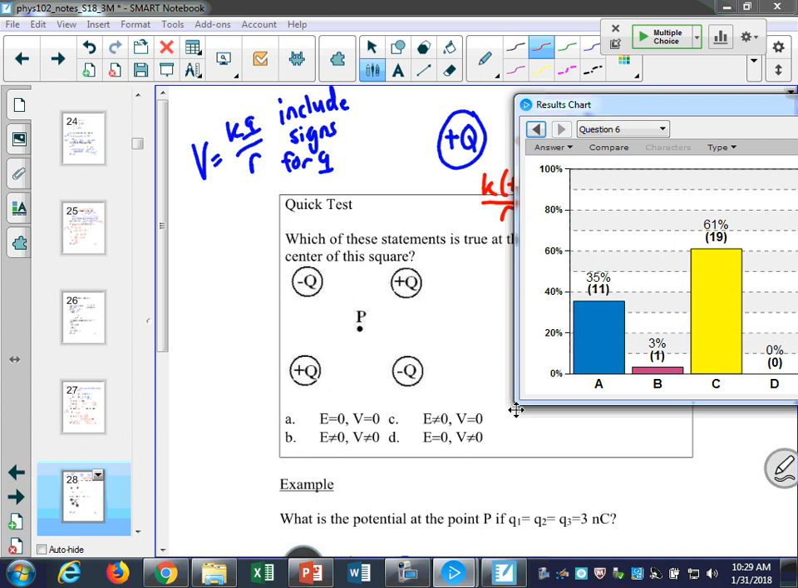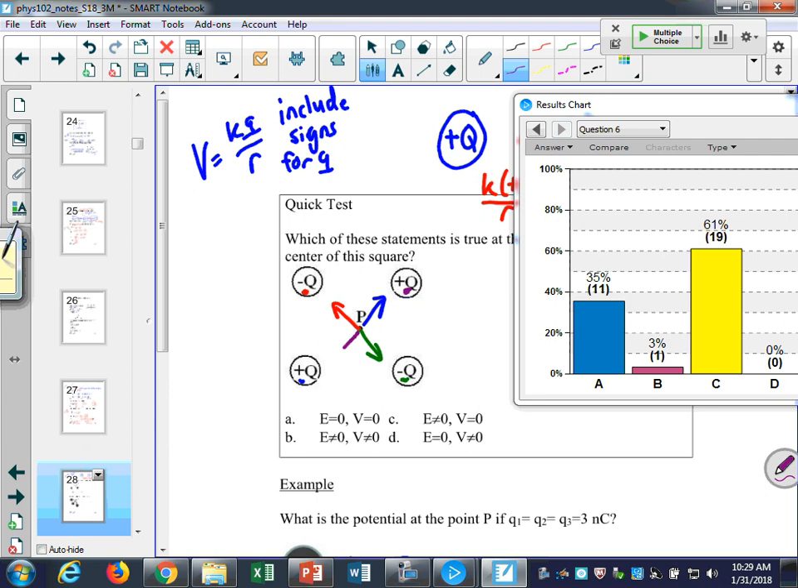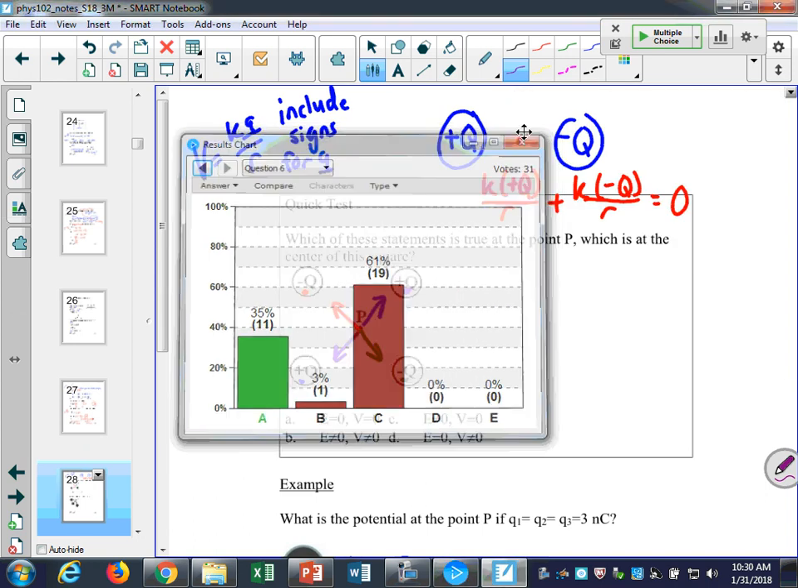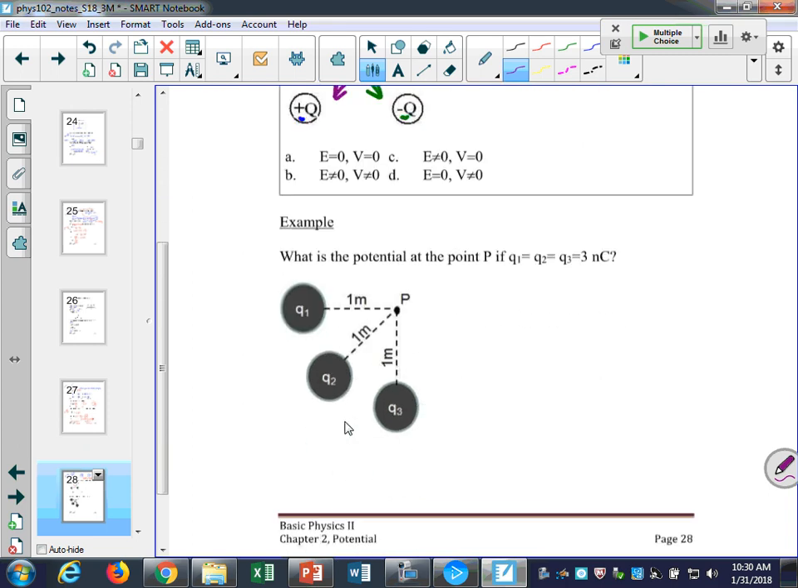And then I need to get my positive test charge and figure out what is the field. Due to that charge, the field is in that direction, because a positive charge would feel attracted towards that. Due to this one, it's in that direction. Due to this one, it's in that direction. And due to this charge, it's in that direction. So the electric field is also 0. The electric field is 0, and the potential is 0. So that's A.